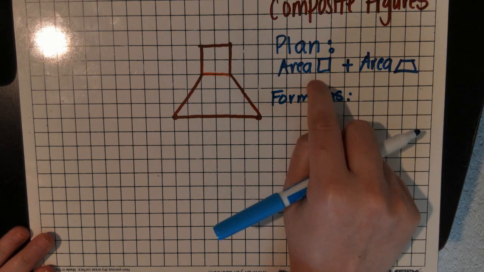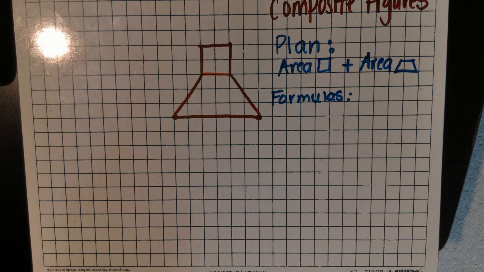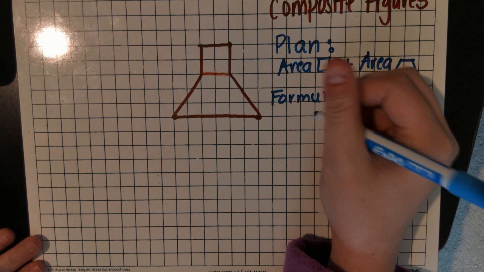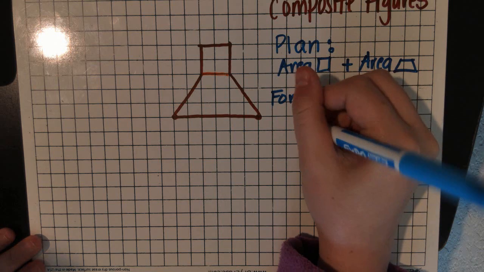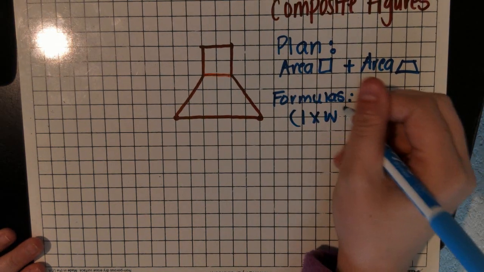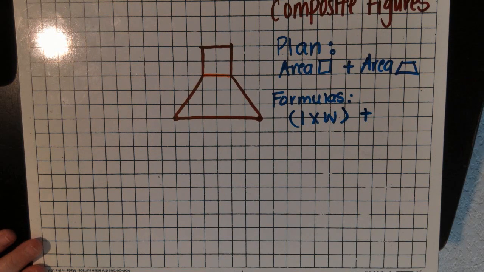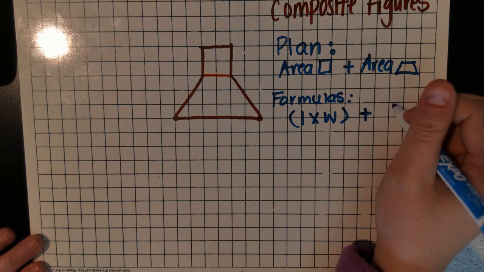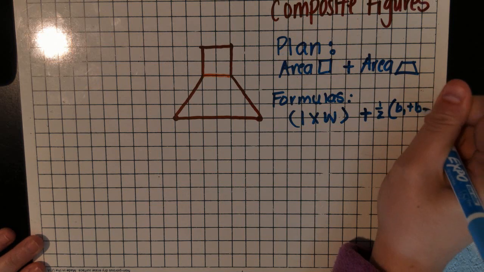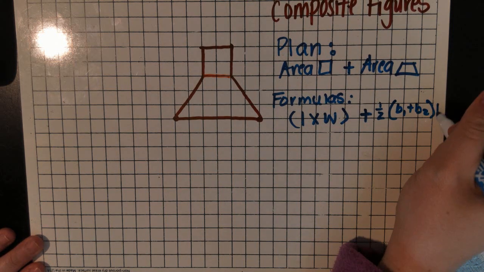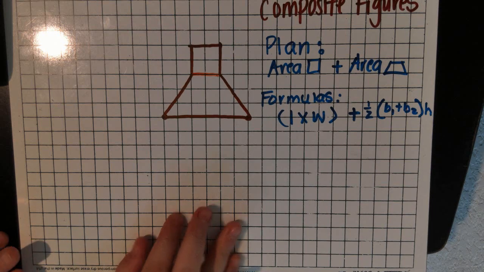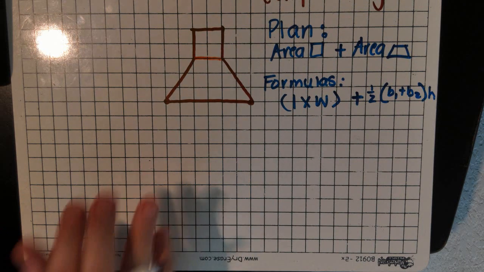So what's the area formula for a square? You can do length times width, you can do side times side, whatever works for you. You can do base times height, that also works. I'm just going to say length times width. And then I'm also going to find the area of the trapezoid. That's a new formula for you. The formula for area of a trapezoid is 1/2 base 1 plus base 2 times the height. Now that we have figured out our plan, we're going to fill those values in.